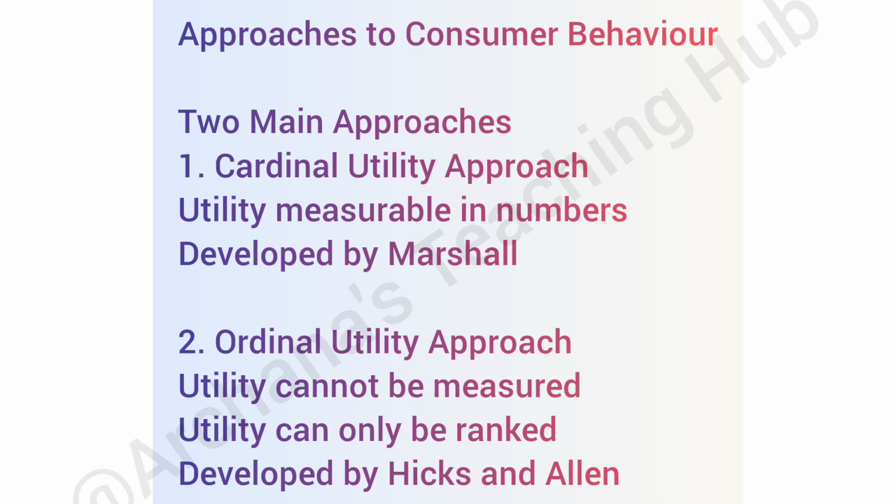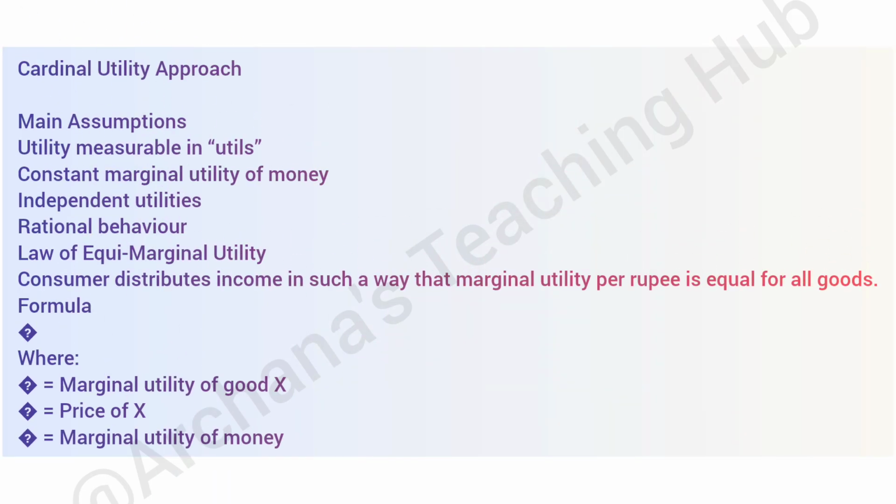Approaches to consumer behavior. Two main approaches. First, Cardinal Utility Approach. Utility is measurable in numbers, developed by Marshall. Second, Ordinal Utility Approach. Utility cannot be measured. Utility can only be ranked, developed by Hicks and Allen. Cardinal Utility Approach main assumptions: utility measurable in utils, constant marginal utility of money, independent utilities, rational behavior.